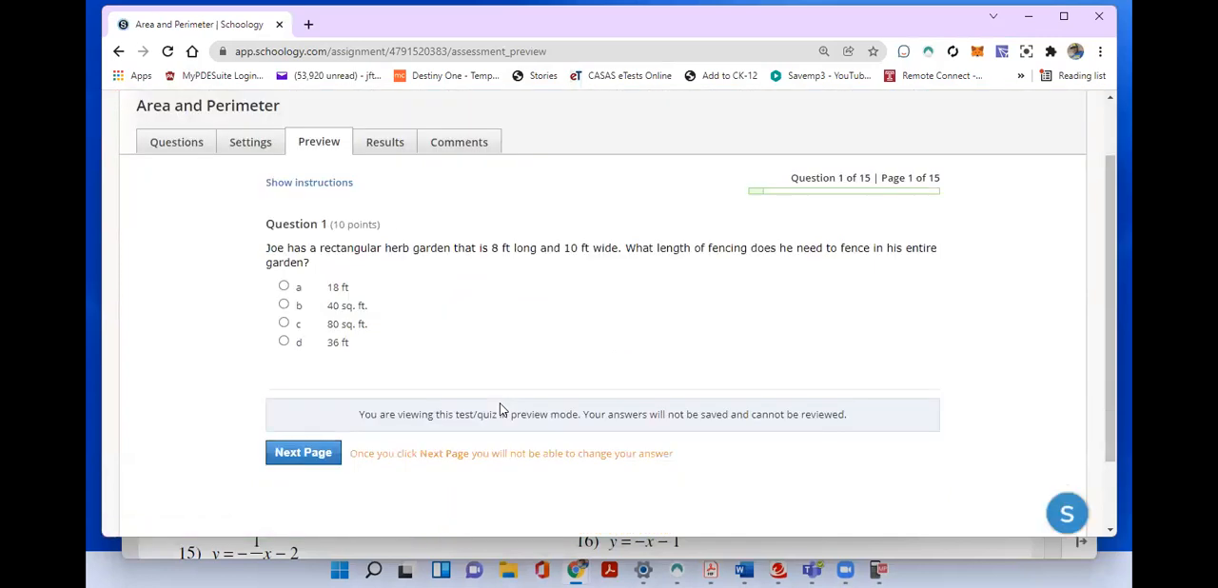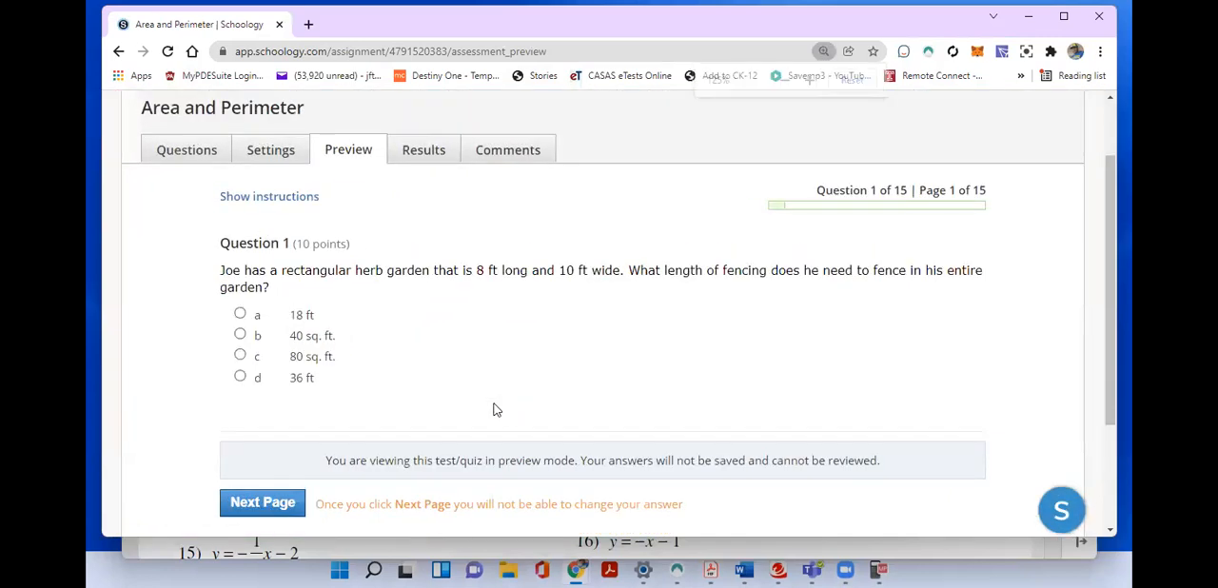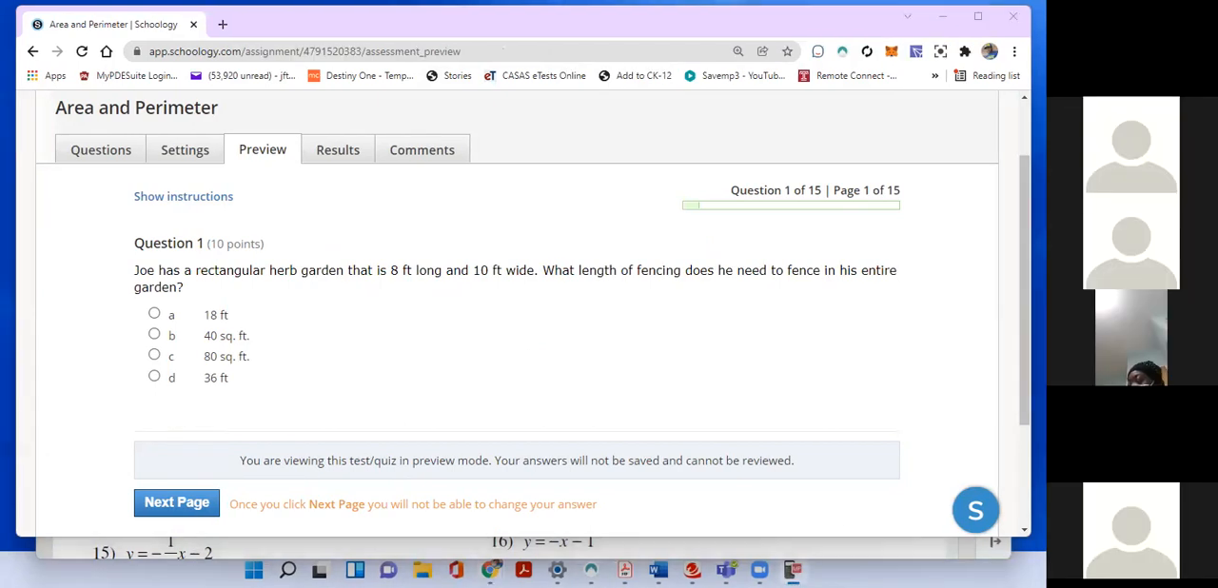So let's look at this problem. Let's see if I can increase this. You will have an area and perimeter problem, almost guaranteed, especially for a rectangle. So again, you must be ready for area and perimeter of a rectangle almost on every GED. Joe has a rectangular herb garden that is 8 feet long and 10 feet wide. What length of fencing does he need to fence in his entire garden? So the first question I want everyone to answer in the chat: is this an area or a perimeter problem?